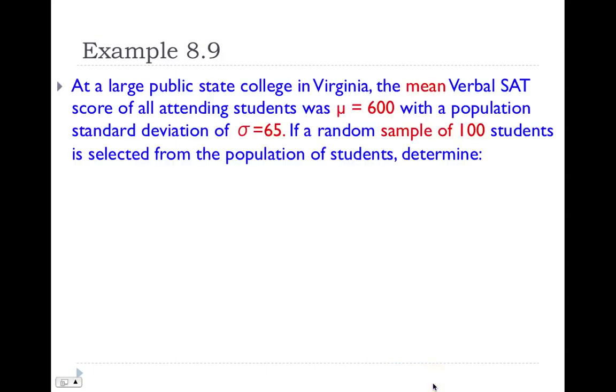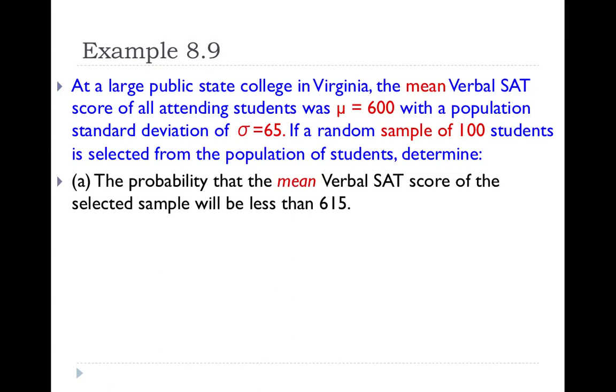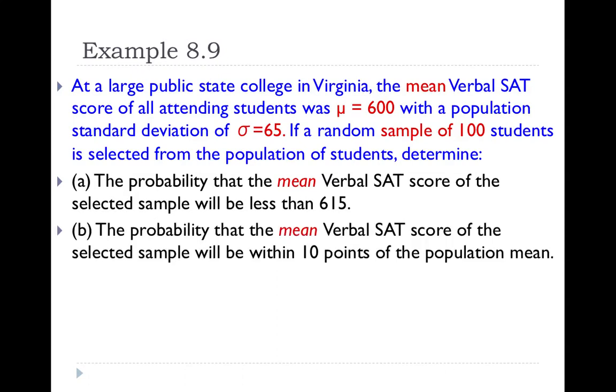So let's look at an example. At a large public state college in Virginia, the mean verbal SAT score of all attending students was mu equals 600 with a population standard deviation sigma equals 65. If a random sample of 100 students is selected from the population, determine A, the probability that the mean verbal SAT score of the selected sample will be less than 615. B, the probability that the mean verbal SAT score of the selected sample will be within 10 points of the population mean.